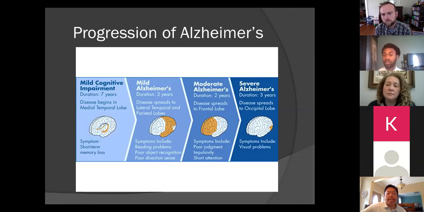And going into severe Alzheimer's, this is when the disease pretty much reaches most of your brain. This is going into the occipital lobe. This is when you start to have more visual problems.